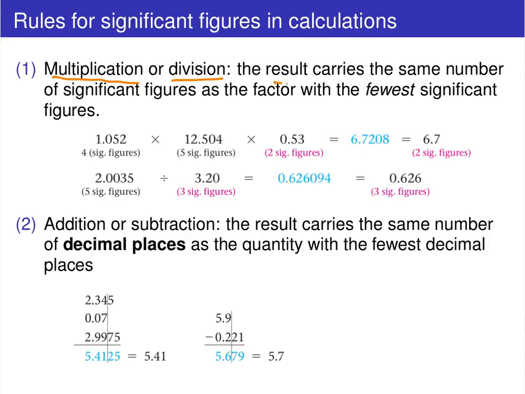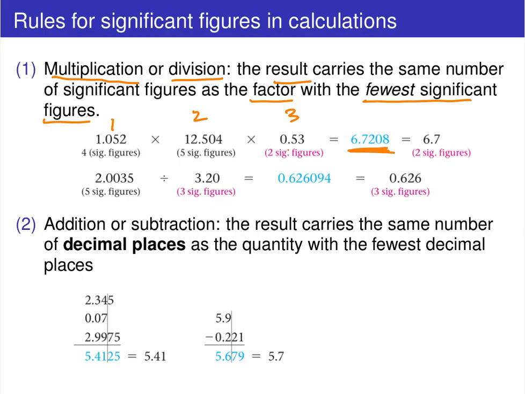The result of any multiplication or division is going to carry the same number of significant figures as the factor with the fewest significant figures. So for example, if we're multiplying these three numbers together, so we have 1, 2, 3 numbers, we're multiplying them all together, you can of course plug all those numbers into the calculator and you're going to get a value like this, right? 6.7208. Now, if you look closely at each one of these terms and use our rules for significant figures, you'll see the first term has 4 sig figs, then 5, and then 2.